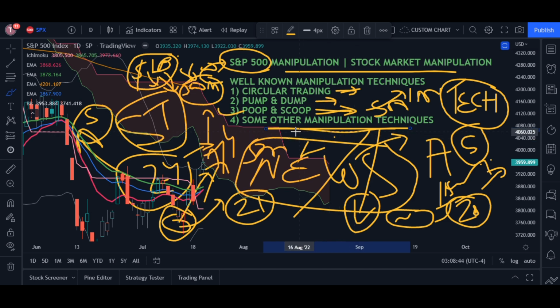So there are many other techniques, and then we will look into the S&P 500, how through all of these manipulation techniques the S&P 500 can be, or is, manipulated.